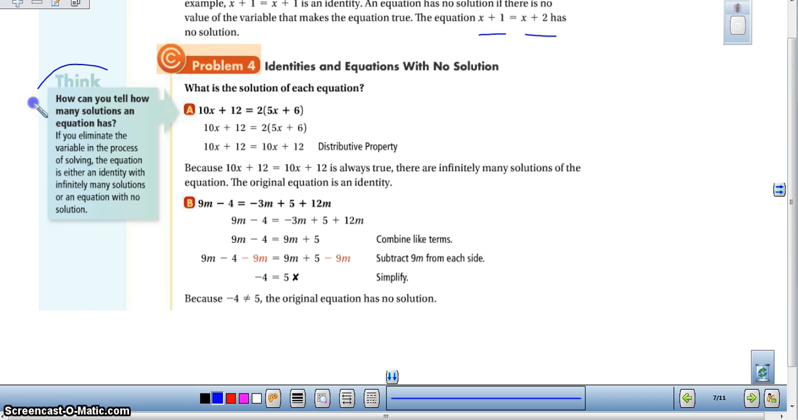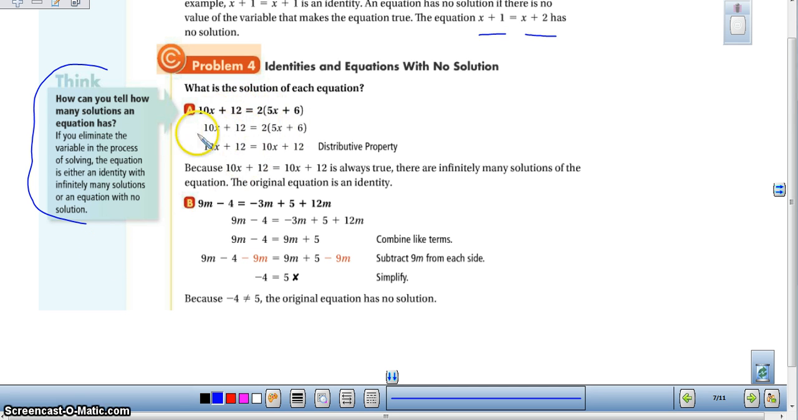The question says here, think about this. How can you tell how many solutions it will have? If you eliminate the variable in solving it, it's either an identity with infinitely many solutions or an equation with no solution. How do you know when there's one solution? When you find what that variable equals.